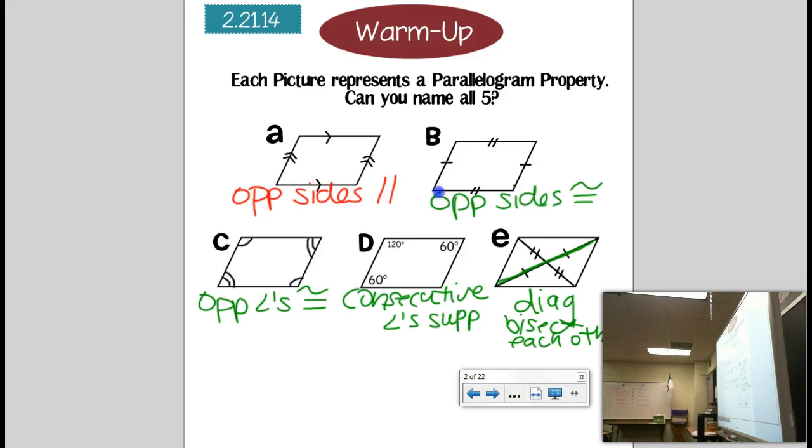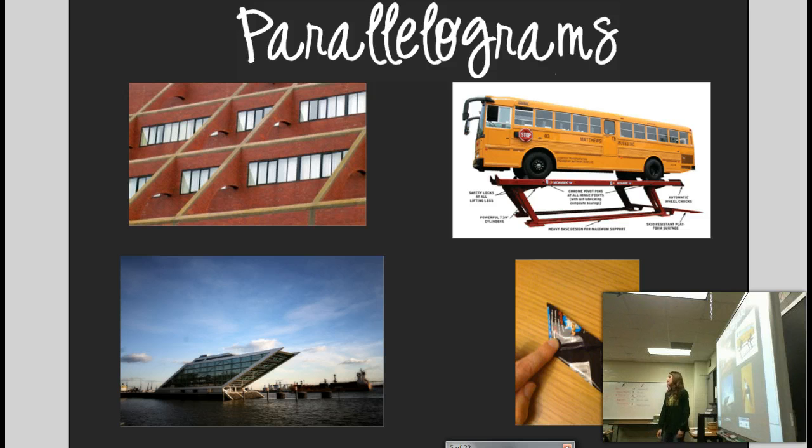If one diagonal is 10, when it gets cut in half, it's 5 and 5. The other diagonal is 20, gets cut in half, it's 10 and 10. The diagonals cut each other in half. Okay, you may gather your warm-ups. A parallelogram has 5 properties.